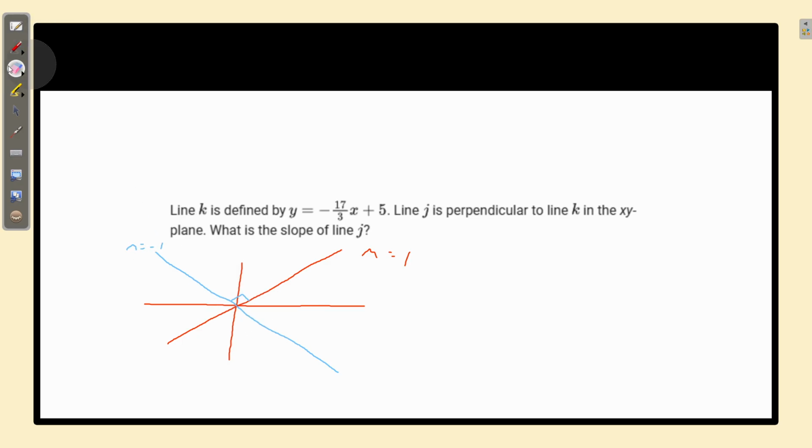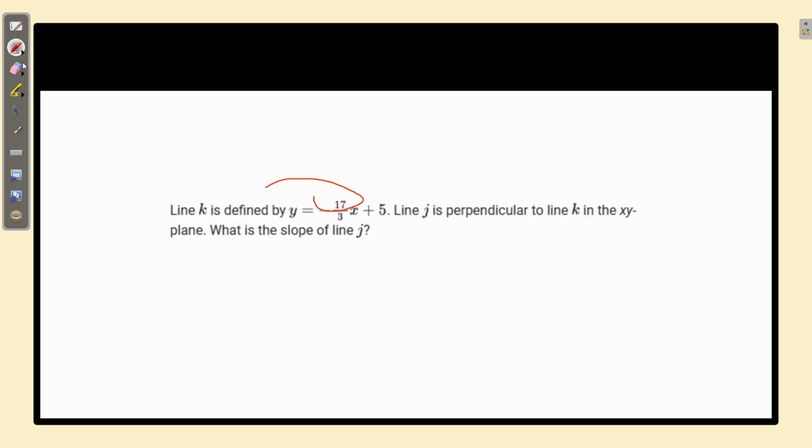So what can we determine? You have to flip the sign, yes, but you also have to flip the fraction. So what we're looking for is called the opposite reciprocal. You're taking the opposite, which is positive, and then you're taking the reciprocal, which for a fraction is just flipping it. So 3 over 17. That's going to be our answer for this question.